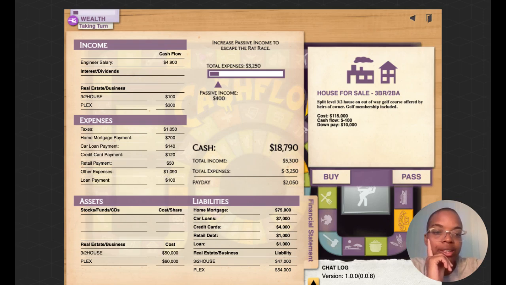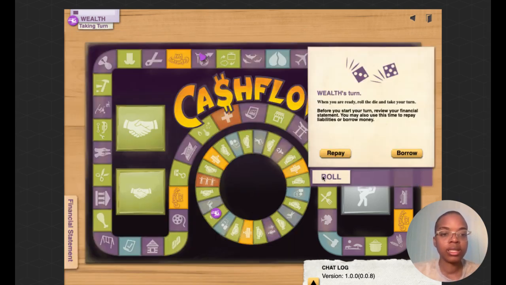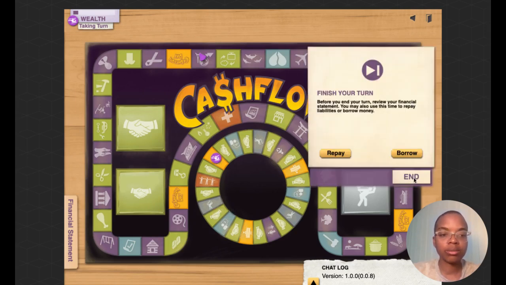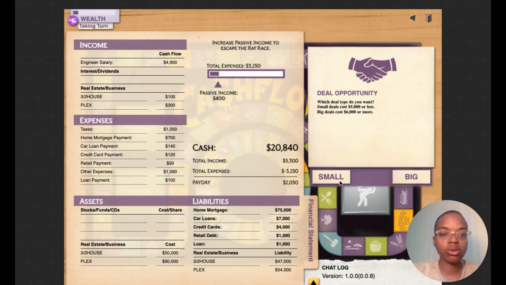Now, negative cash flow to me is just not really the move right now, especially with such a high down payment. Perhaps that's part of the golf membership. I'm an investor right now, and I have my own home. Right, I have my $75,000 home. So I'm going to pass on this personally. Go ahead and roll. Got payday. Roll. Okay, now we're at 20,800 for you.